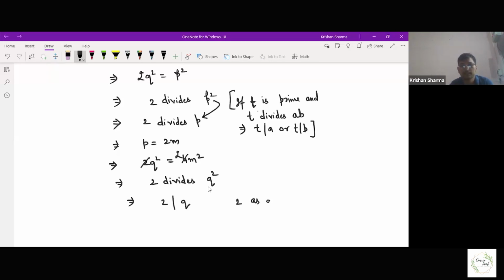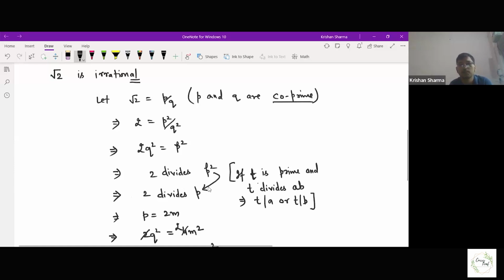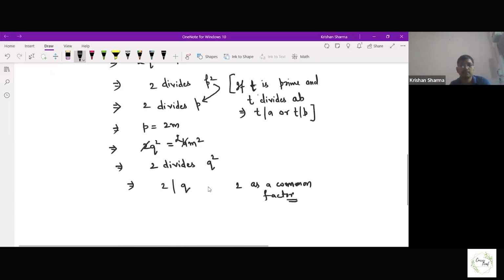Again using this theorem, that implies 2 divides q, and we have 2 as a common factor, which is a contradiction because we assumed that p and q are co-prime, basically not having any common factor other than 1. Co-prime means they only have one common factor, that is 1. But here we arrive at 2 as a common factor. So that gives us a contradiction. Therefore, square root 2 is irrational.